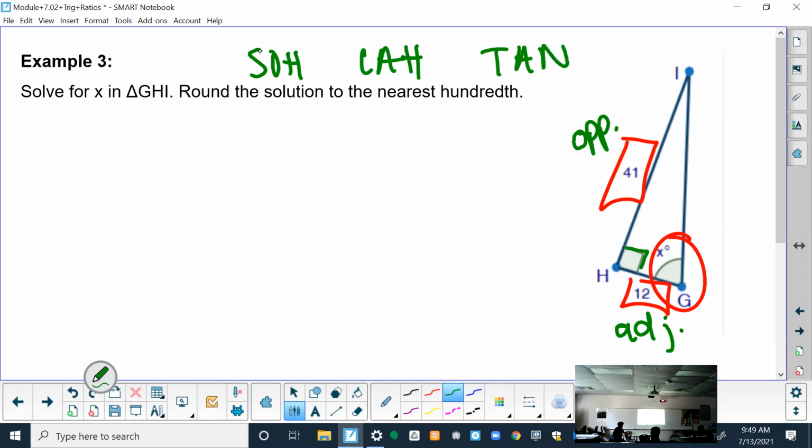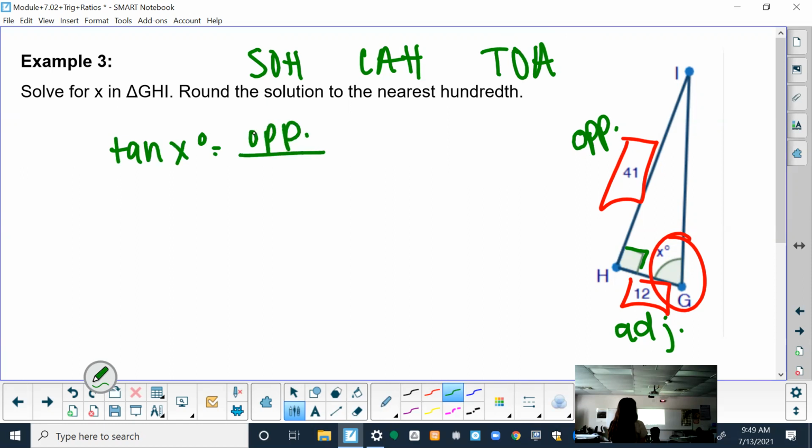All right, which one is the only one? Oops, I put tan. I meant to put it for our cheat sheet, right? So which one of those is the only one that has opposite and adjacent? Tangent. So we're going to plug everything into the tangent function. So opposite over adjacent.